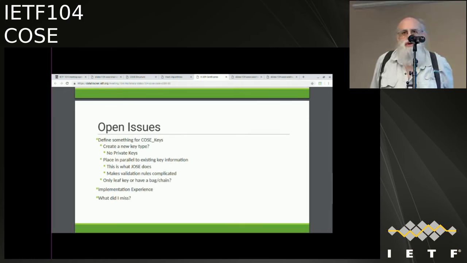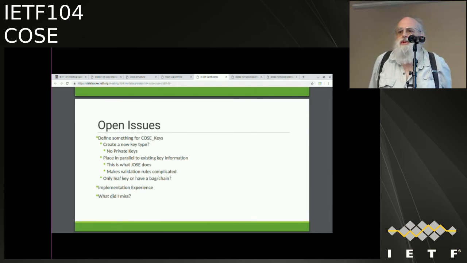So one of the questions is, what do we want to do with certificates and COSE keys? As Mike was saying, what Jose did was say that the certificate is parallel to the key that's already in there, which means that you potentially have to do some extra checks to make sure that what's in the certificate and what's in the JWK are consistent with each other.